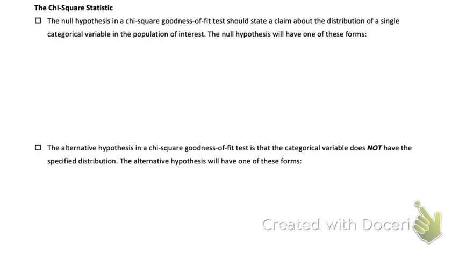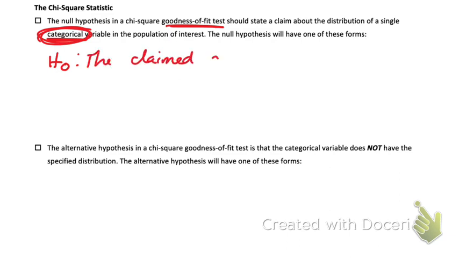The null hypothesis in a chi-squared goodness of fit test should state a claim about the distribution of a single categorical variable in a population of interest. The null hypothesis will look like this. The claimed distribution is correct. That's literally what we would write. There's not really a notation for this.